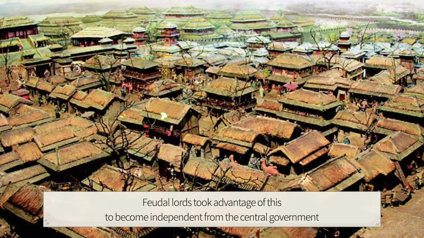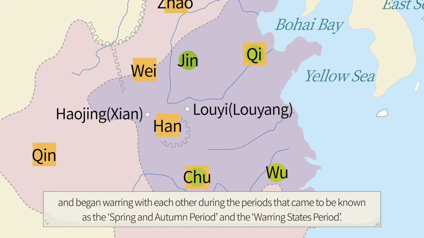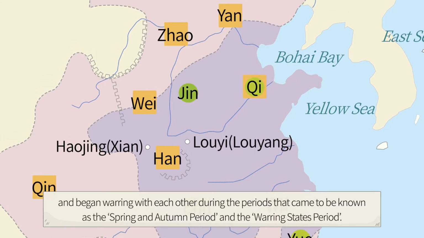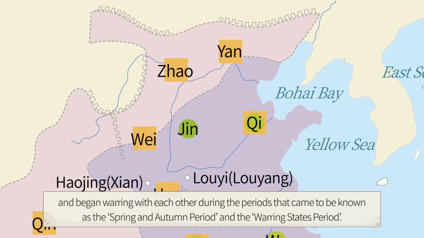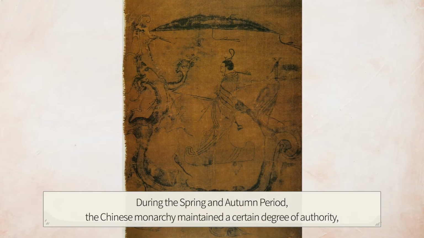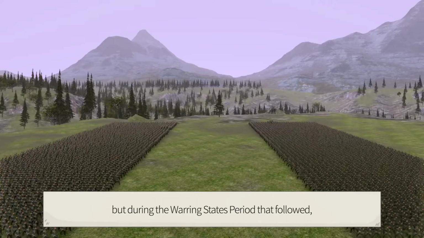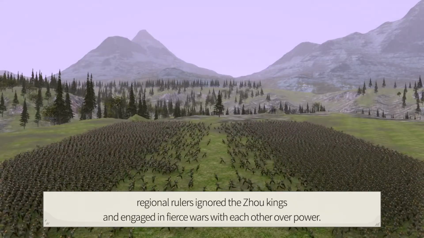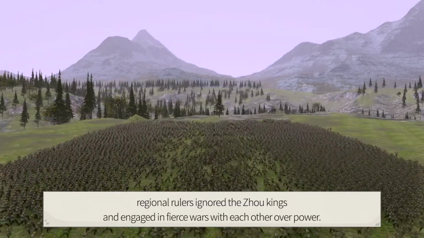Feudal lords took advantage of this to become independent from the central government and began warring with each other during the periods that came to be known as the Spring and Autumn period and the Warring States period. During the Spring and Autumn period, the Chinese monarchy maintained a certain degree of authority, but during the Warring States period that followed, regional rulers ignored the Zhou kings and engaged in fierce wars with each other over power.